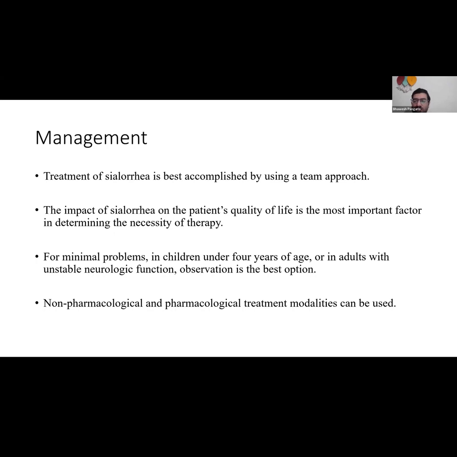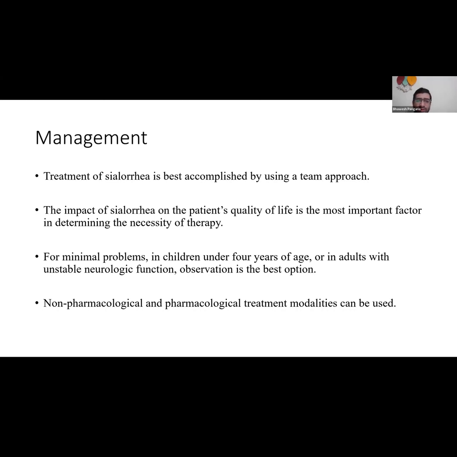Coming to the management part, the treatment of sialorrhea is best accomplished by using a team approach. As we already said, the assessment needs a multi-team approach, so management will also require a multi-team approach. The impact of sialorrhea on the patient's quality of life is the most important factor in determining the necessity of therapy, and it will also impact the type of therapy we give, be it a pharmacological therapy or non-pharmacological therapy.